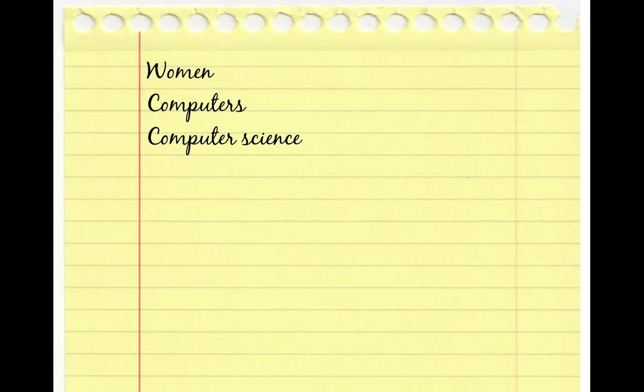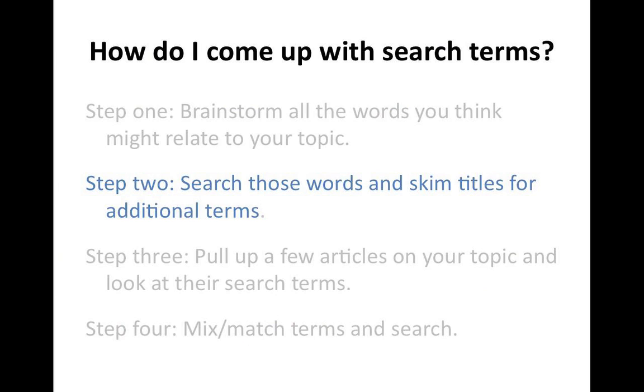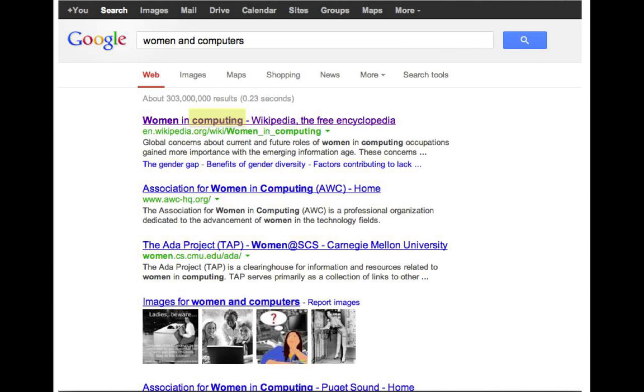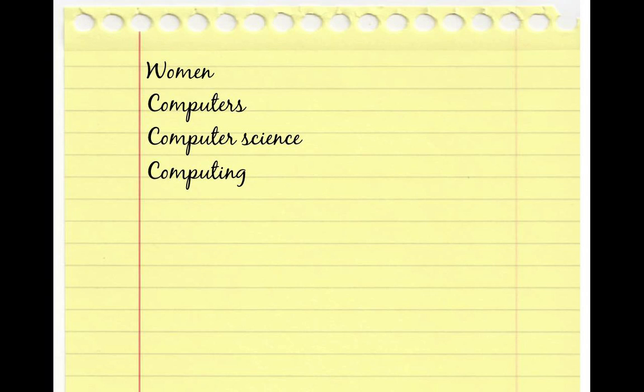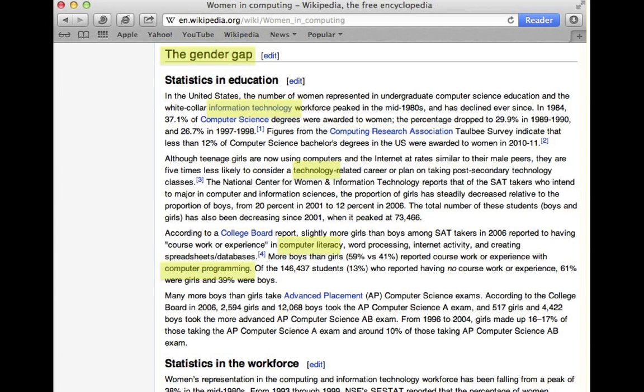So I need to figure out a way to add more search terms to my list that I can use for my research. So step 2: search those search terms and then skim titles for additional terms. I just plugged women and computers into a Google search, and the first hit I got was a Wikipedia article. It has the word computing in it. That's a word I didn't have on my list, so I'll add that.